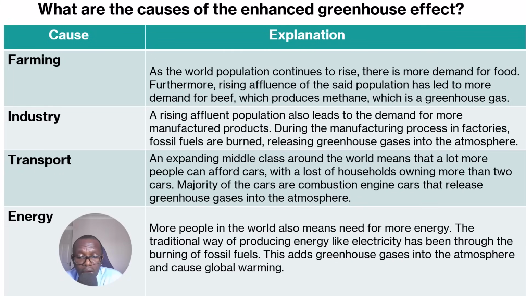And the last one we'll talk about here is energy. The way we produce our energy, especially our electricity in most parts of the world, is through the burning of fossil fuels. And if we are doing that, then it means that we are adding more carbon dioxide, carbon monoxide, and so on into the atmosphere, which are greenhouse gases. And again, those are leading to the enhanced greenhouse effect.